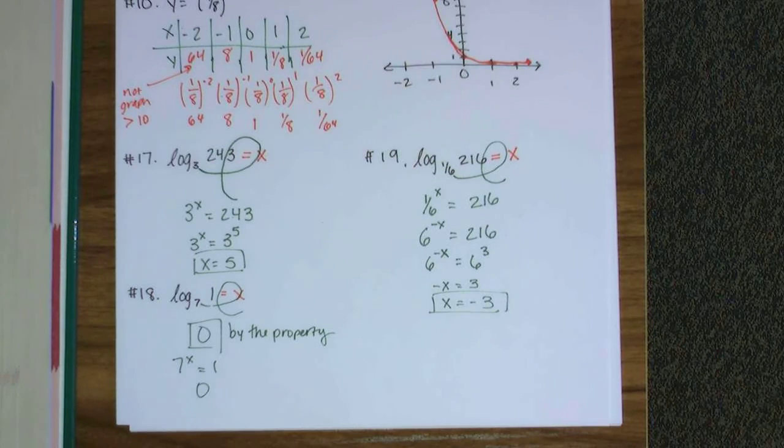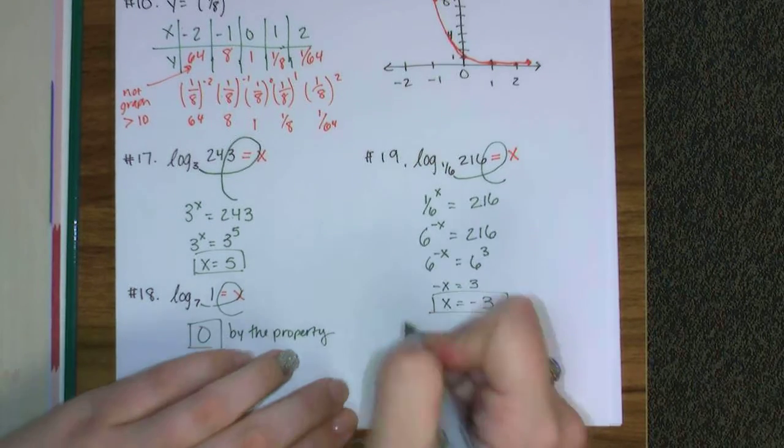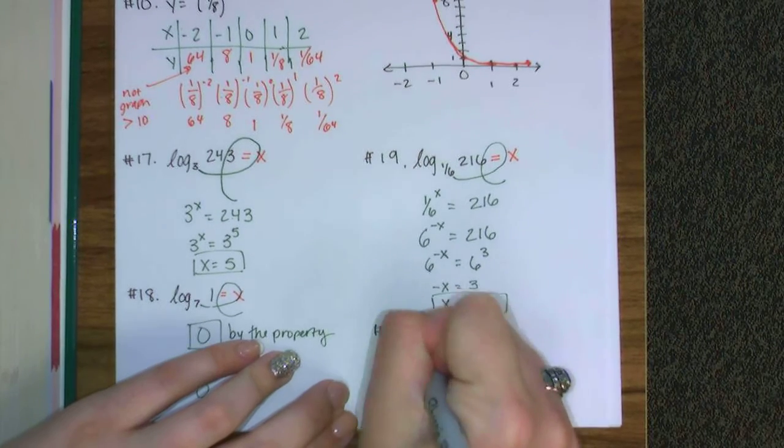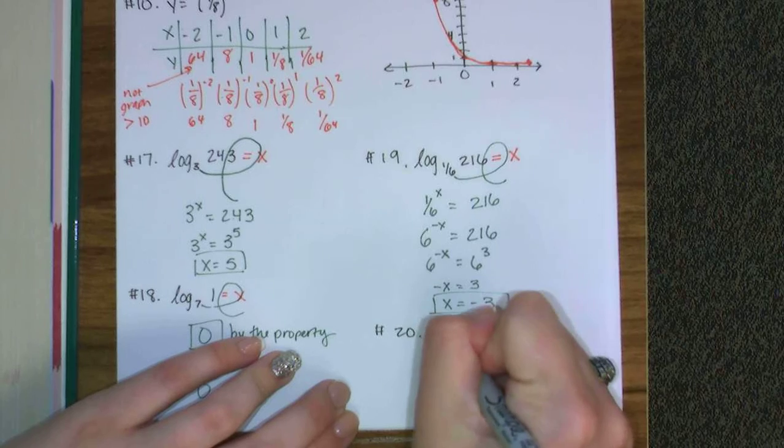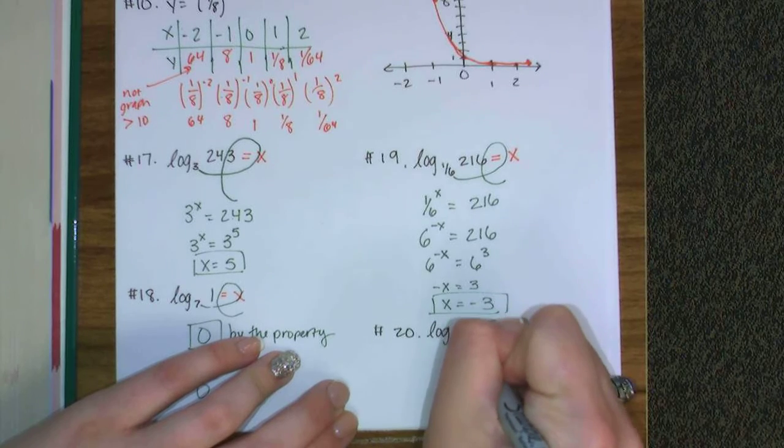All right, and then 20: log base 125 of 1/5.